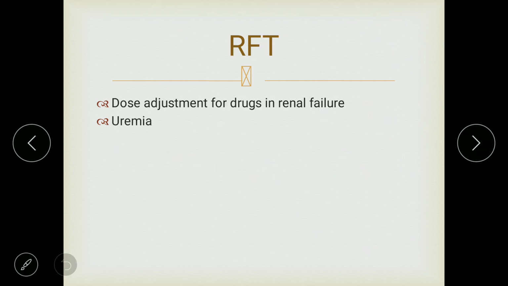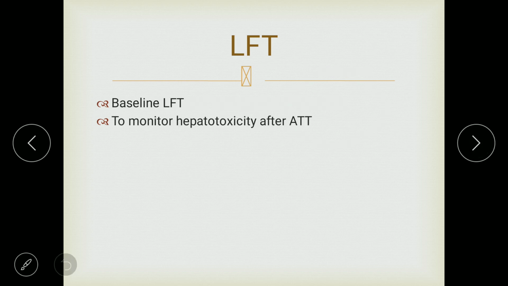And RFT, because dose adjustment has to be done in case of renal failure, you have to measure the urea and creatinine before starting any drugs. And LFT, look for the baseline LFT to see whether the patient has any pre-existing liver disease.